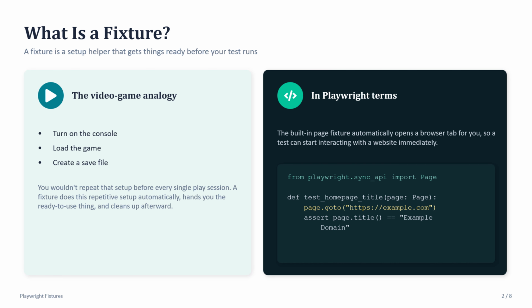If you are playing a game, you need to turn on the console, load the game, and then play the game. And tomorrow, if you want to play again, you need to turn on the console and load the game again. Now these steps are repetitive, and they are basically setting up the game before you play. So you don't want to repeat that setup before every single play session. A fixture does this repetitive setup automatically, hands you the ready-to-use thing, and cleans up afterward.